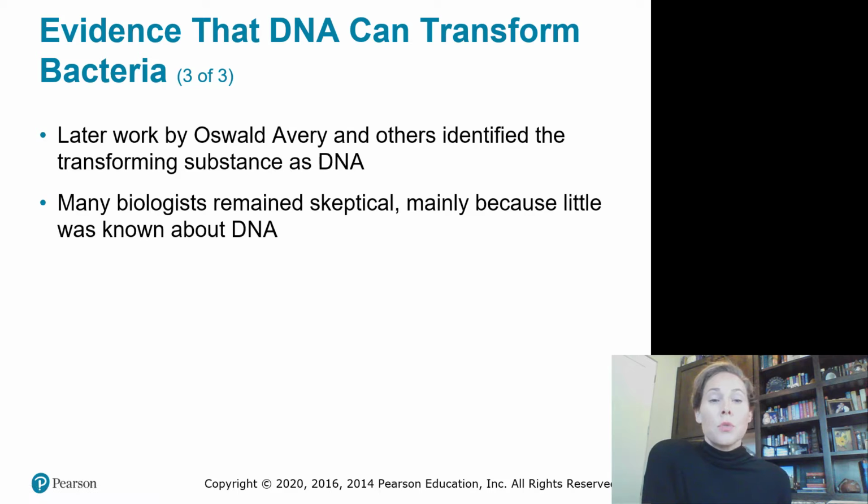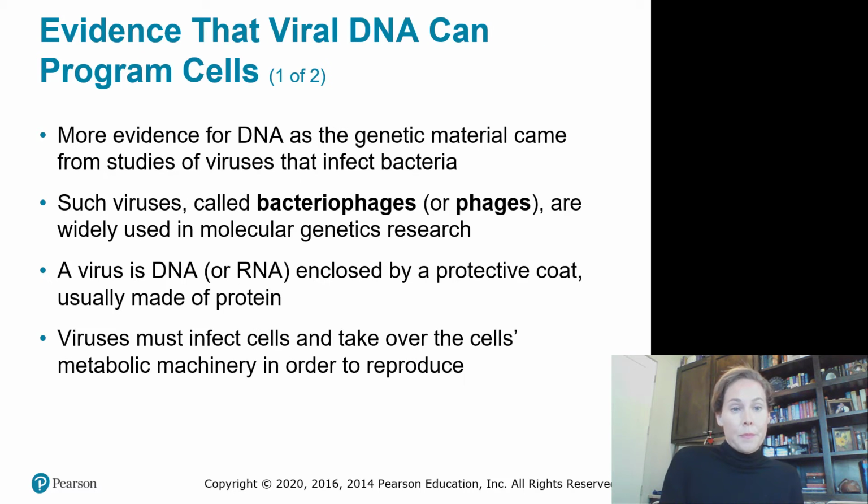There was also an individual that you may or may not know the name of, Oswald Avery, and he was known for identifying transforming substances as DNA. Another individual named Oswald Avery and his group identified the transforming substance as DNA. So the thing that changed that non-pathogenic bacteria to being bad, he said that's DNA. Many biologists still remained pretty skeptical, and this was mainly because we didn't know a lot about what DNA was at that time.